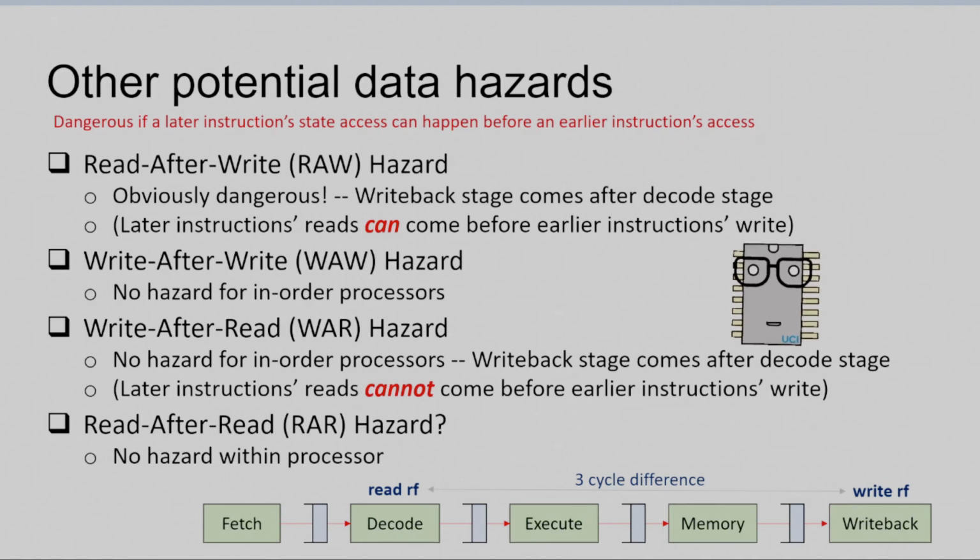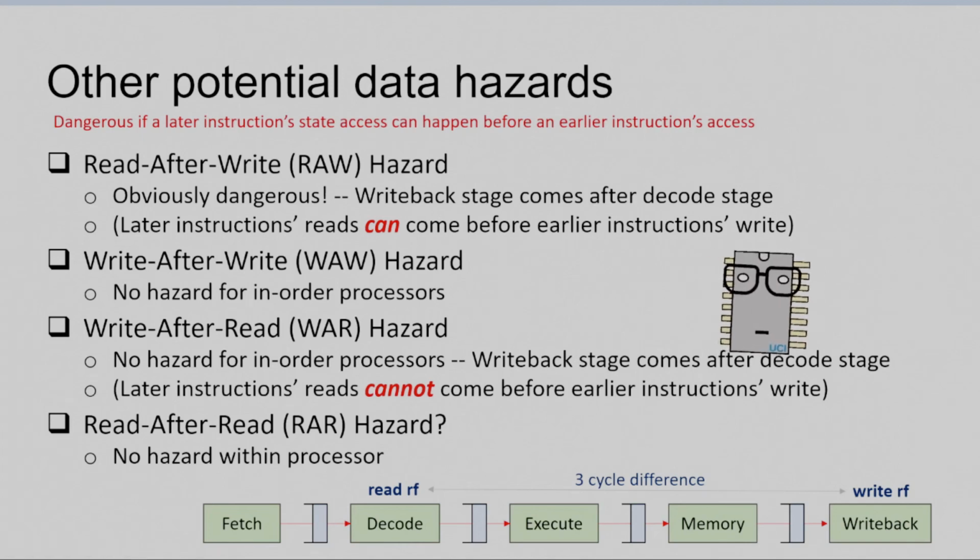But yeah, the later instruction's writes cannot come before the earlier instruction's reads, because by the time the write instruction reaches the write back stage, the earlier read instruction will be completely out of the pipeline already. But it can cause problems if the processor is allowed to reorder the instructions depending on dependencies and whatnot, but that's outside of the scope of undergrad computer architecture. So for our purposes, this write after read does not introduce a hazard.